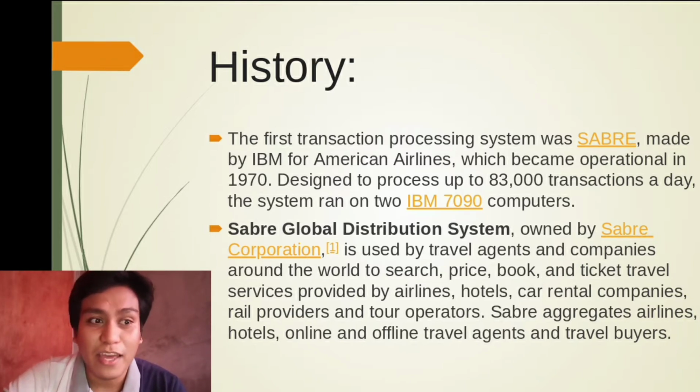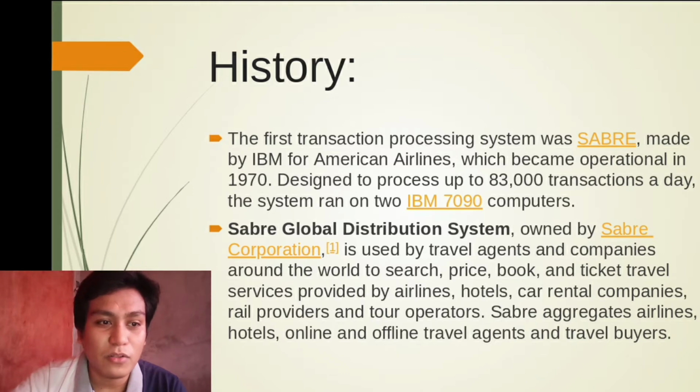So a little trivia about Sabre. Sabre is a global distribution system owned by Sabre Corporation. It's used by travel agents and companies around the world to search, price, book, and ticket travel services provided by airlines, hotels, car rental companies, rail providers, and tour operators. Sabre aggregates airlines, hotels, online and offline travel agents, and travel buyers.